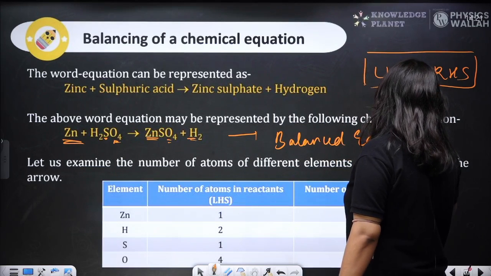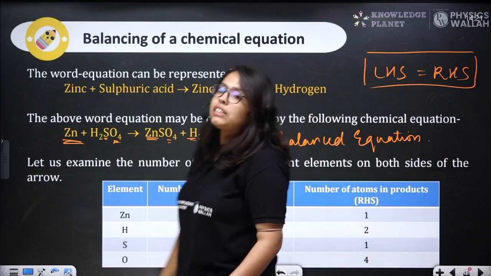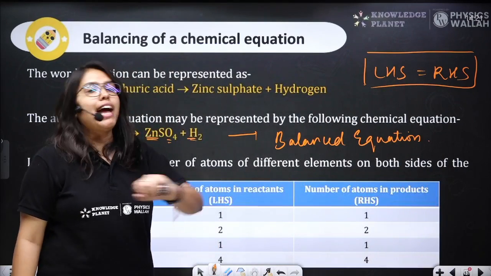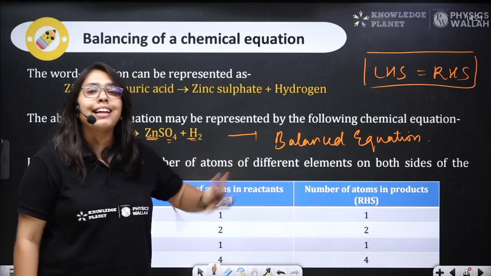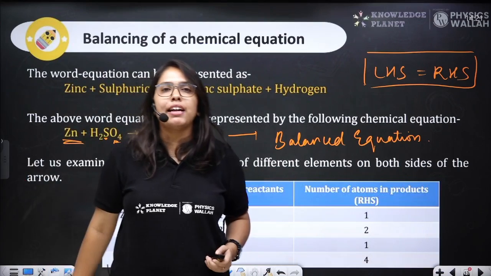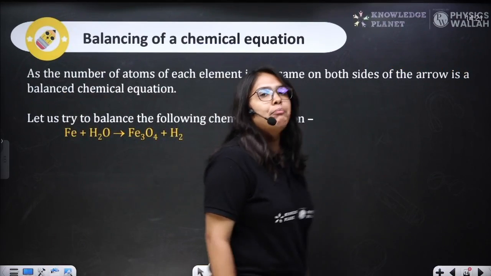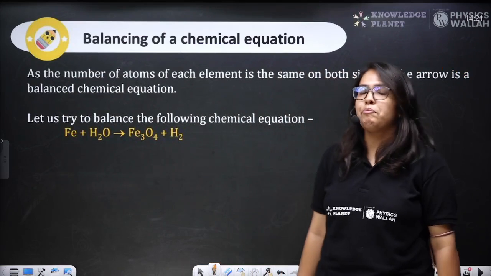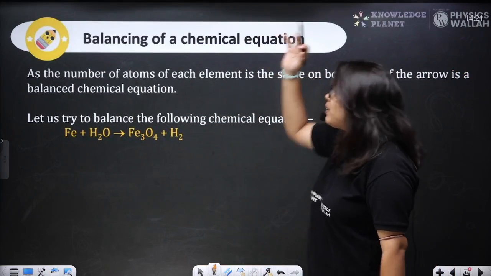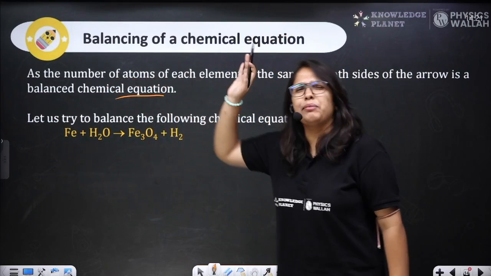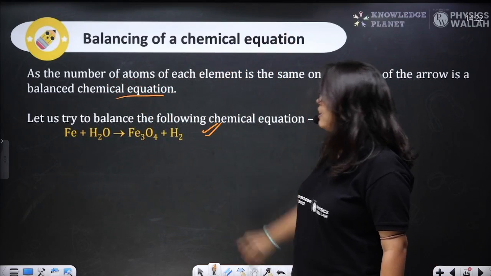Now you must be wondering, ma'am, you said we will learn how to balance, and now you're saying this is a balanced equation. Where have we learnt about it? Now don't you worry. This is for you to understand how to check whether it is balanced or not. Now we will learn how to actually balance an unbalanced equation. As the number of atoms of each element is the same in both cases, that was a balanced chemical equation. This we have understood. Let's now try to balance this equation.